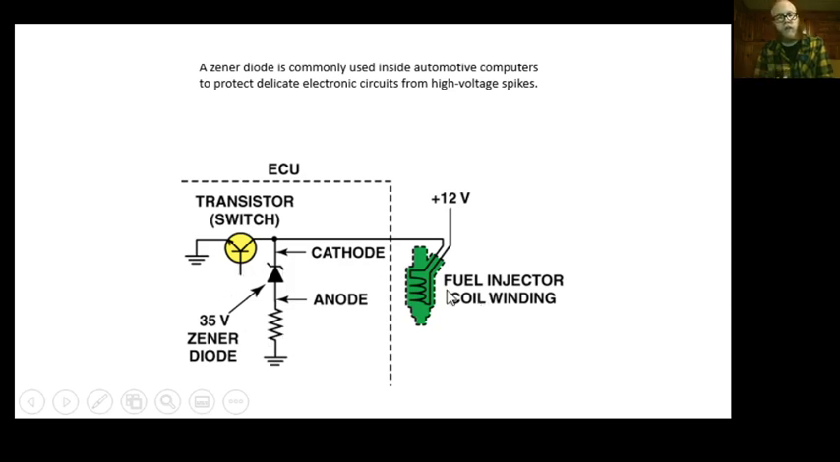Fuel injector: I've got a coil of wire making an electromagnetic field that opens up the pintle against spring pressure, allows fuel to flow, shuts off. Magnetism collapses and creates thousands of volts, trying to flow current back towards the computer. This is a transistor, which we'll deal with next week, a little solid state switch. This cannot handle thousands of volts. It's amazing that it can even handle the 12 volts that would be in this system.